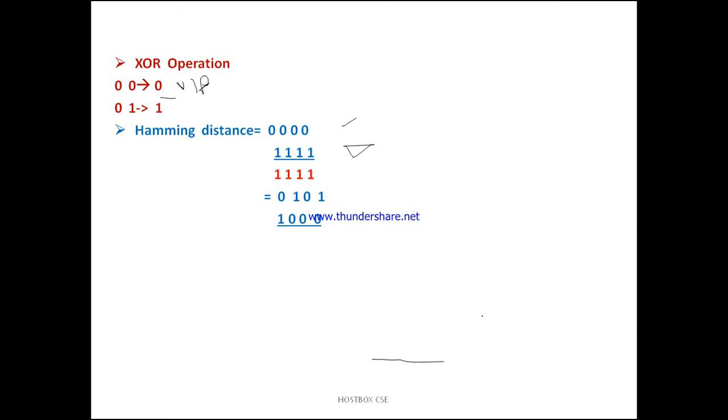I am taking another example, 0101 and 1000. If the inputs are the same, the output will be 0 only, otherwise 1. So 0 1 becomes 1, 1 0 becomes 1, 0 0 becomes 0, and so on. What is the Hamming distance here? It is 3, the number of ones in the result. Totally, you can find the number of ones, and in the other example the Hamming distance is 4, because in competitive exams they ask for Hamming distance.